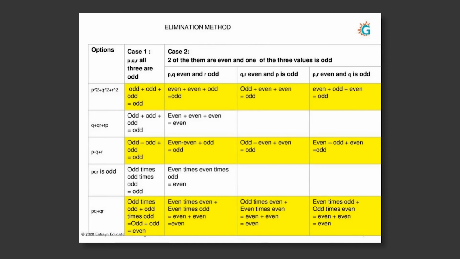Okay, so I get all these odd. Drawing a table like this helps you to crack these problems easily. So when I get all these odd, I know for sure P square plus Q square plus R square has to be an odd number, right?